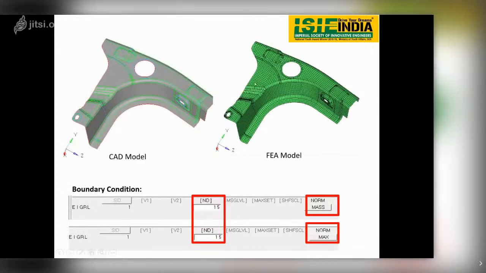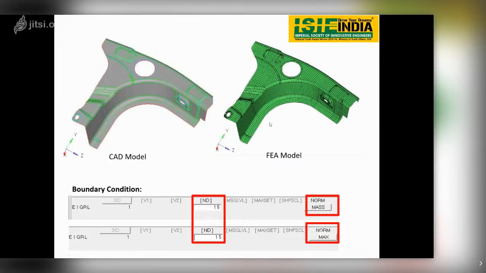So this is the component CAD. We have meshed it in the FEA, so the meshed view looks like this. And then we need to give the eigenvalue request to calculate it.